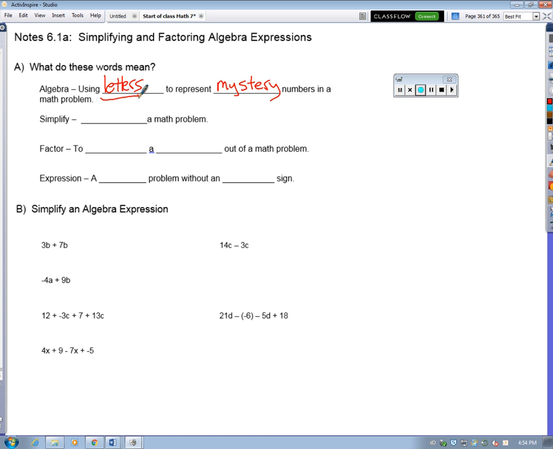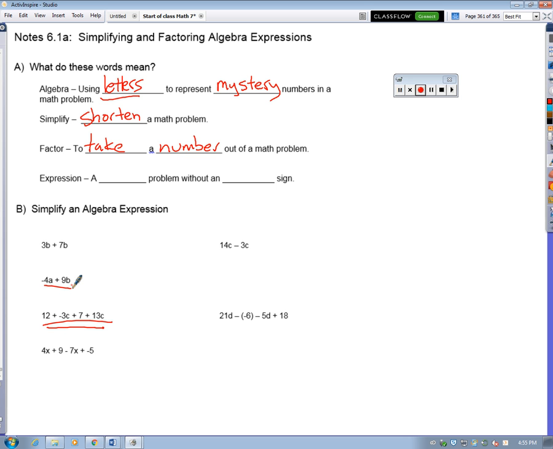When we talk about simplifying algebra problems, basically that means we're trying to shorten a math problem. We're trying to put all the stuff that's alike together so that we can make sense of it. So it's not some big, ugly, long, complicated thing like that. Alright, next. Factoring. To factor is to take a number out of a math problem. We do that to make things as simple as possible so it doesn't look like that. We want it to look more short like that.